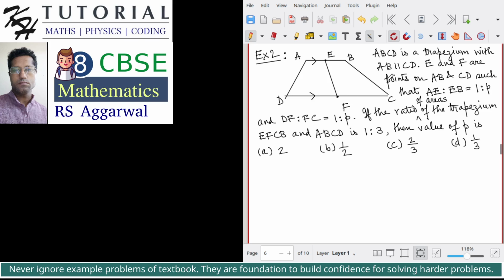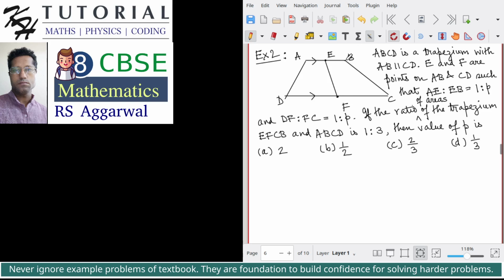Now, to find the ratio of the area of trapezium EFCB and ABCD, we need to know the lengths of their bases and the altitude. The altitude of the main trapezium ABCD and the altitude of the trapezium EFCB are the same, because it is equal to the perpendicular.